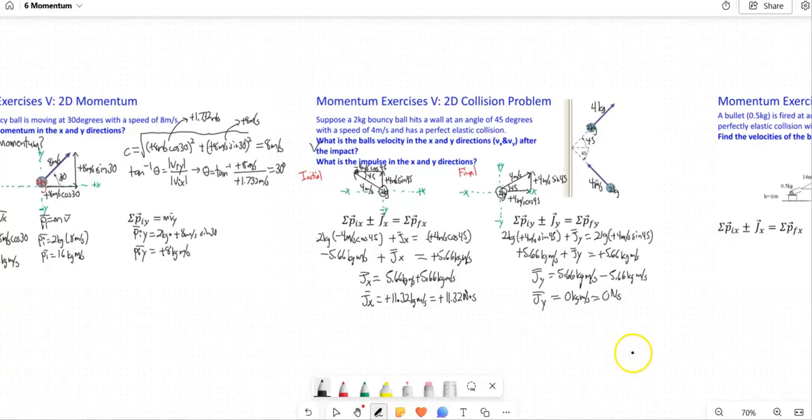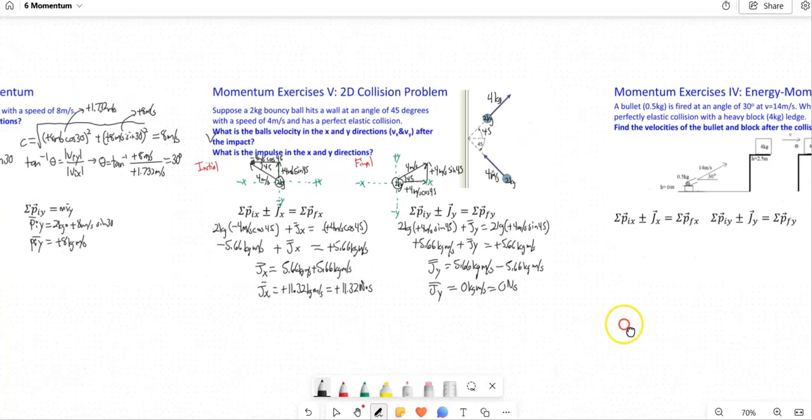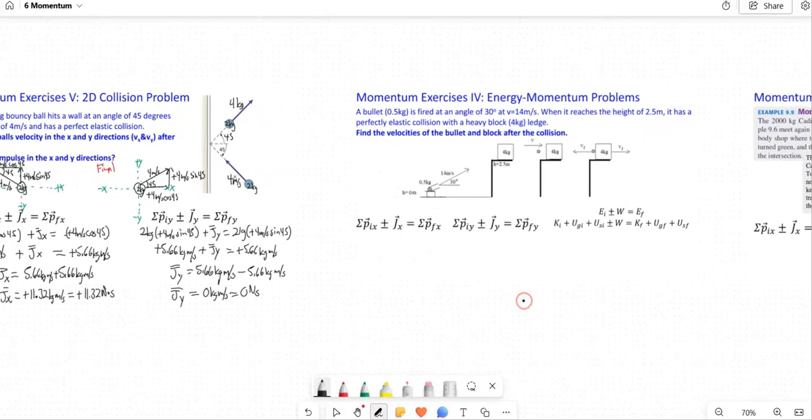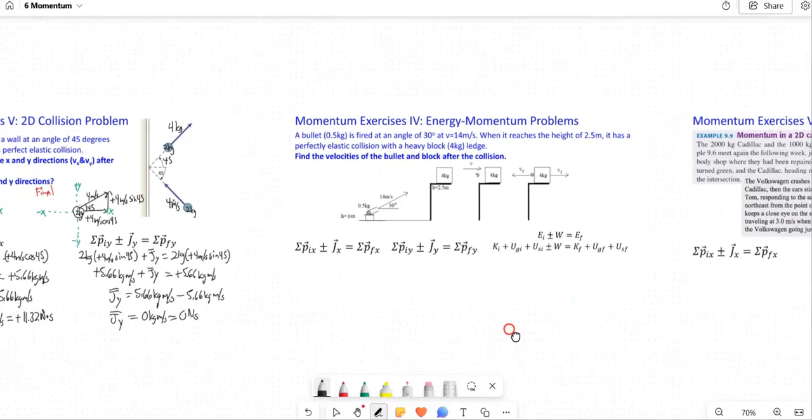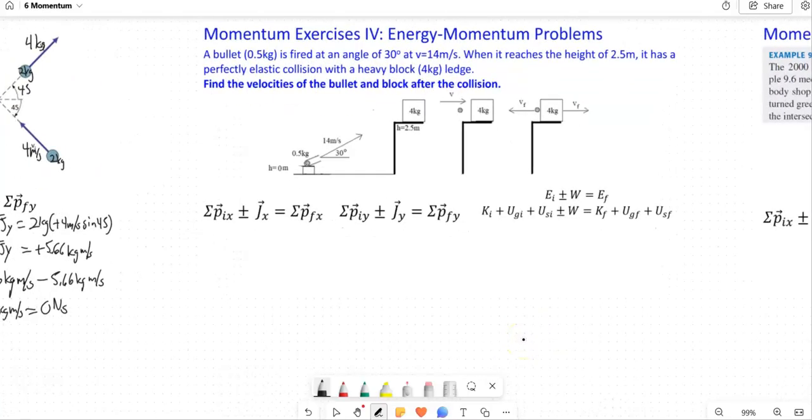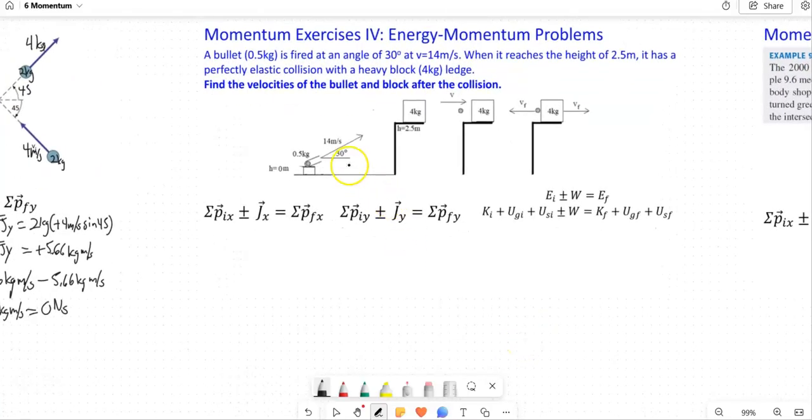Let's move on to another problem. Okay? In this problem, we have a ball that is 0.5 kilograms. It's shot at an angle of 30 degrees with an initial velocity of 14 meters per second. It's going to rise up to a height of 2.5 meters.